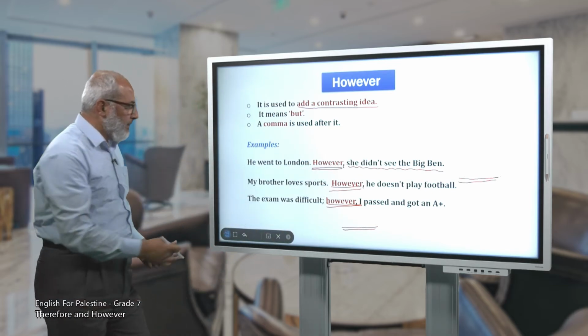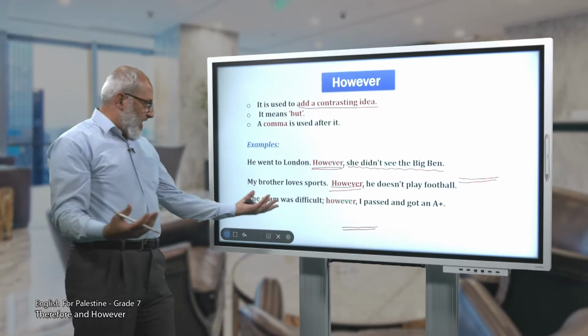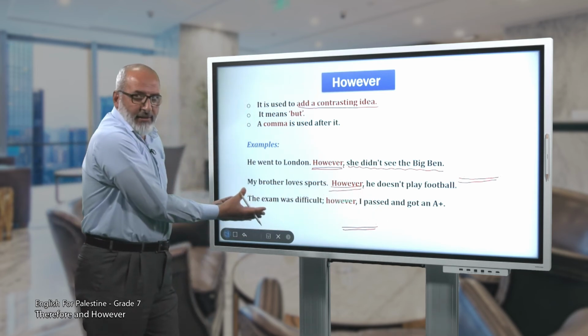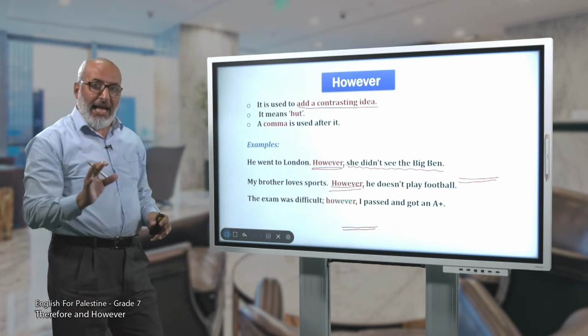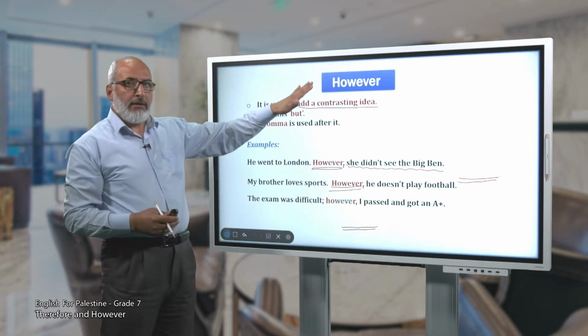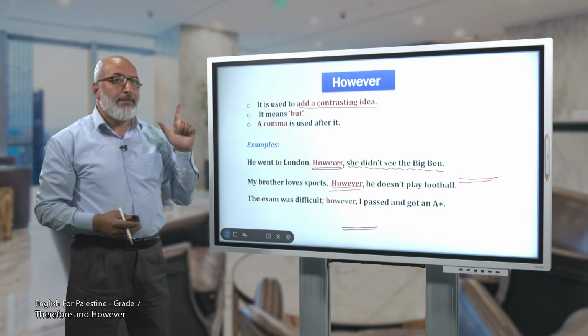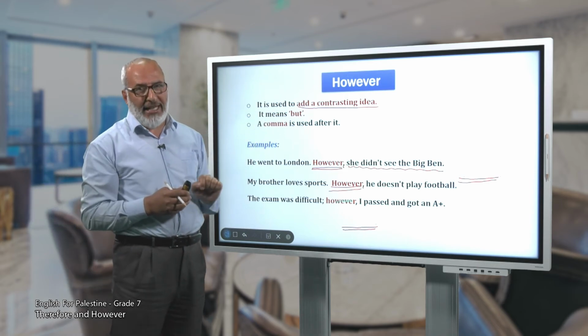The third example, here, the exam was difficult. This is the idea. However, comma, I passed and got an A+. So here again, this idea is different from this one. The exam was difficult, however, but I passed and got an A. Again, however is used to add a contrasting idea. It means but, and don't forget to put a comma after it.